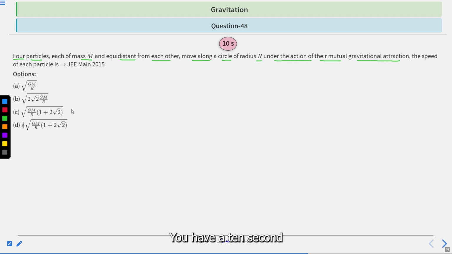You have 10 seconds to solve this question. After 10 seconds, we will provide the solution.